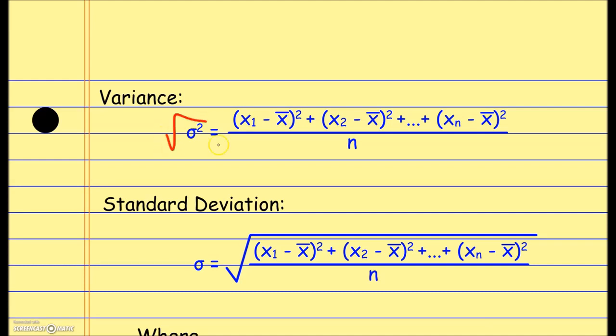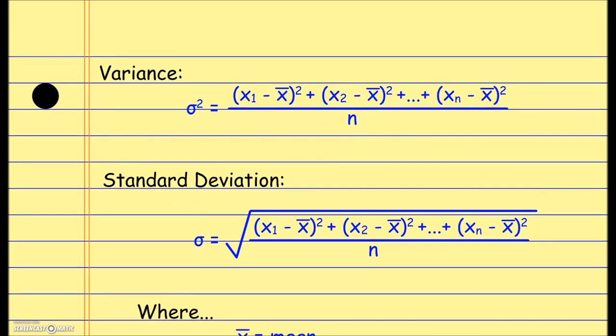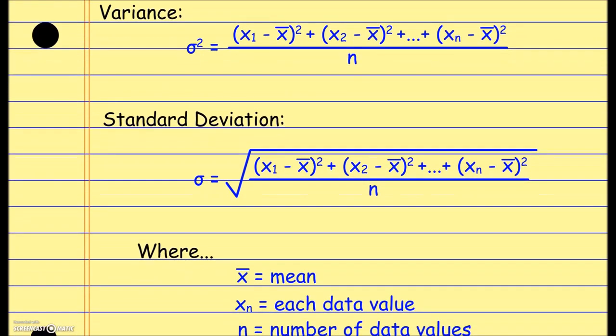So here, if I take the square root of each side, on the first side I'd be left with just sigma, and on the second side I'd be left with the square root of this whole thing. Really it's the same formula, except standard deviation is one step further, where we actually take the square root. And standard deviation is used far more often than variance is.